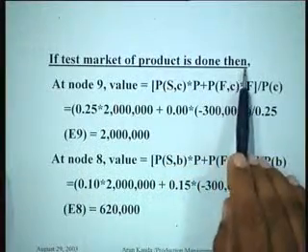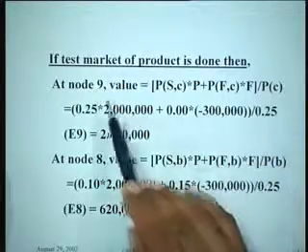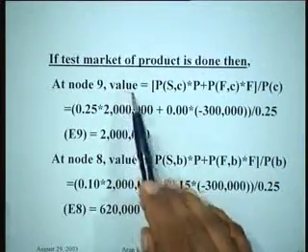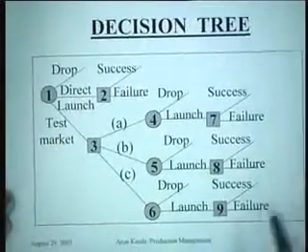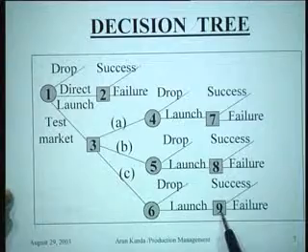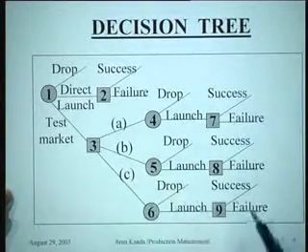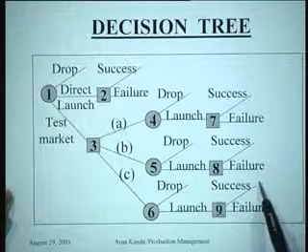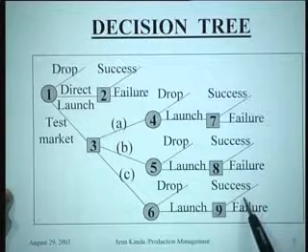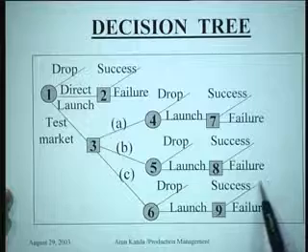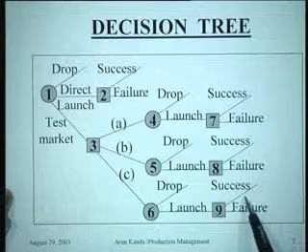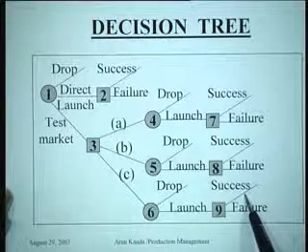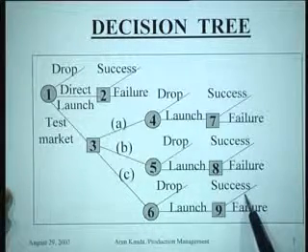Take the situation, if the test market of the product is done, then what will happen? At node 9, what is node 9? Let's recall node 9. It's, for instance, this particular node here we are talking about. We are calculating from the back. So what's going to happen is the conditional probability of success here multiplied with the total monetary value, or the return here, which is 2 million rupees, multiplied with the corresponding conditional probability of success.